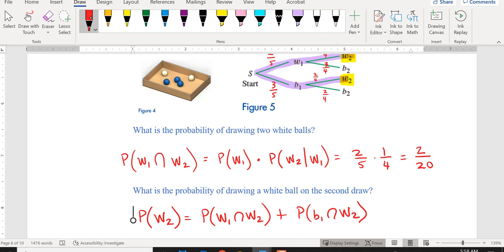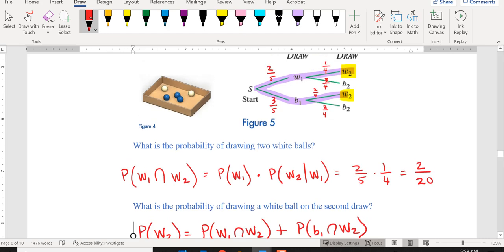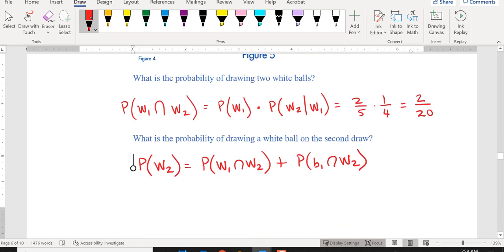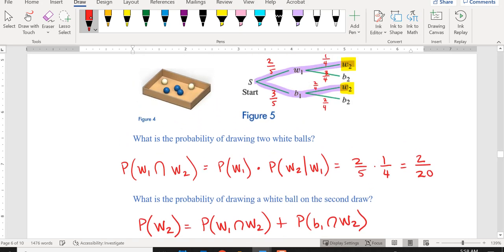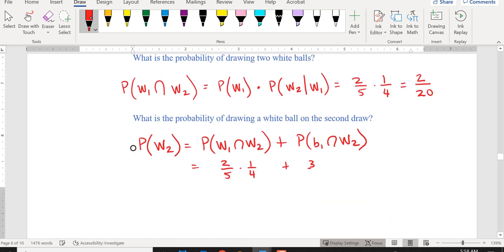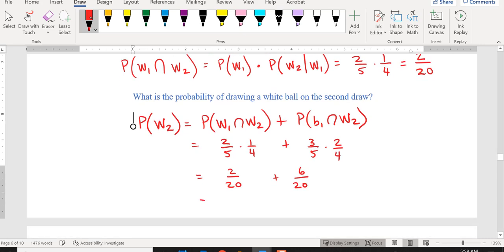We already found white on the first and white on the second. That was 2/5 times 1/4. Now, blue on the first, white on the second is going to be 3/5 times 2/4. So that's going to be 2/20 plus 6/20, which is 8/20.